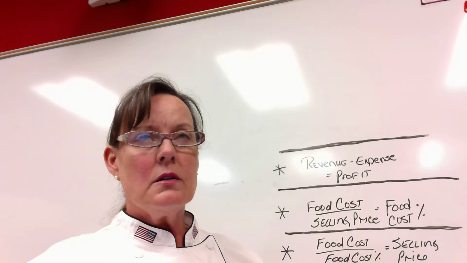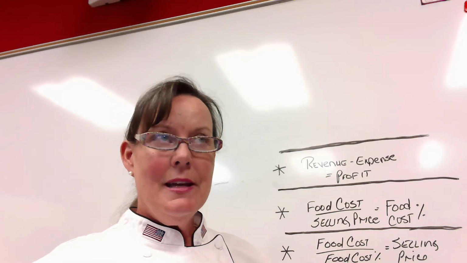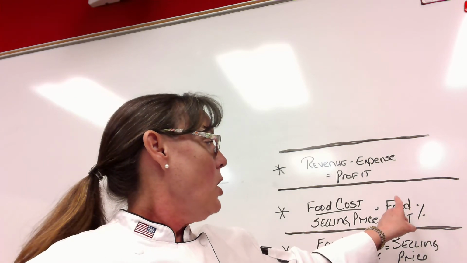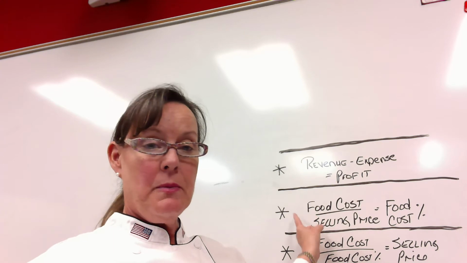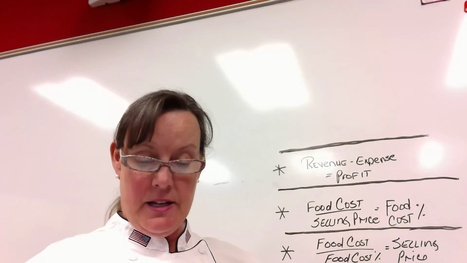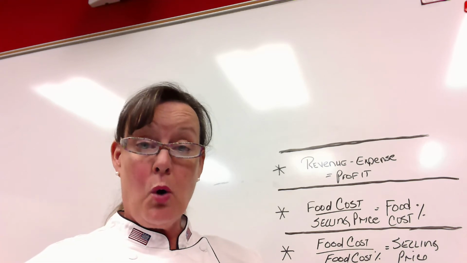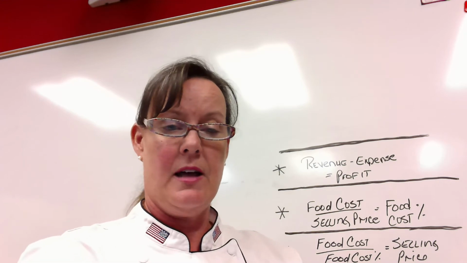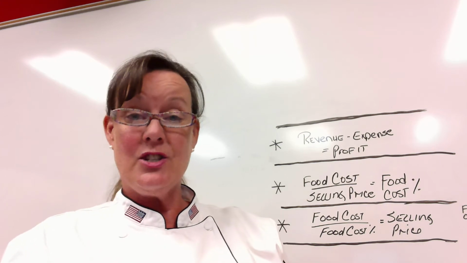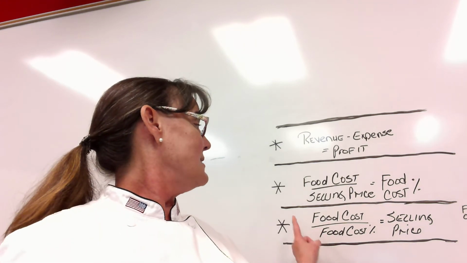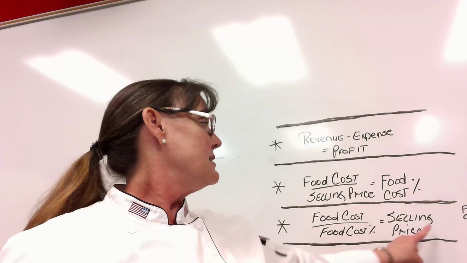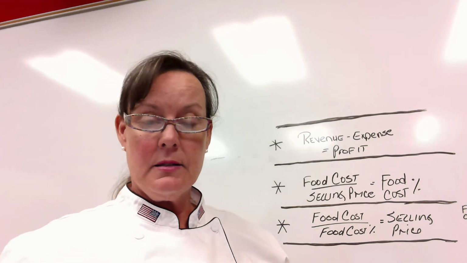So don't get caught up in this. Keep your formulas simple, all right? To find your percentage, for this purpose, food cost divided by your selling price is your food cost percentage. Now, in the food cost percentage pricing method, food cost divided by the food cost percentage, what you discovered here, is going to equal your selling price, okay?